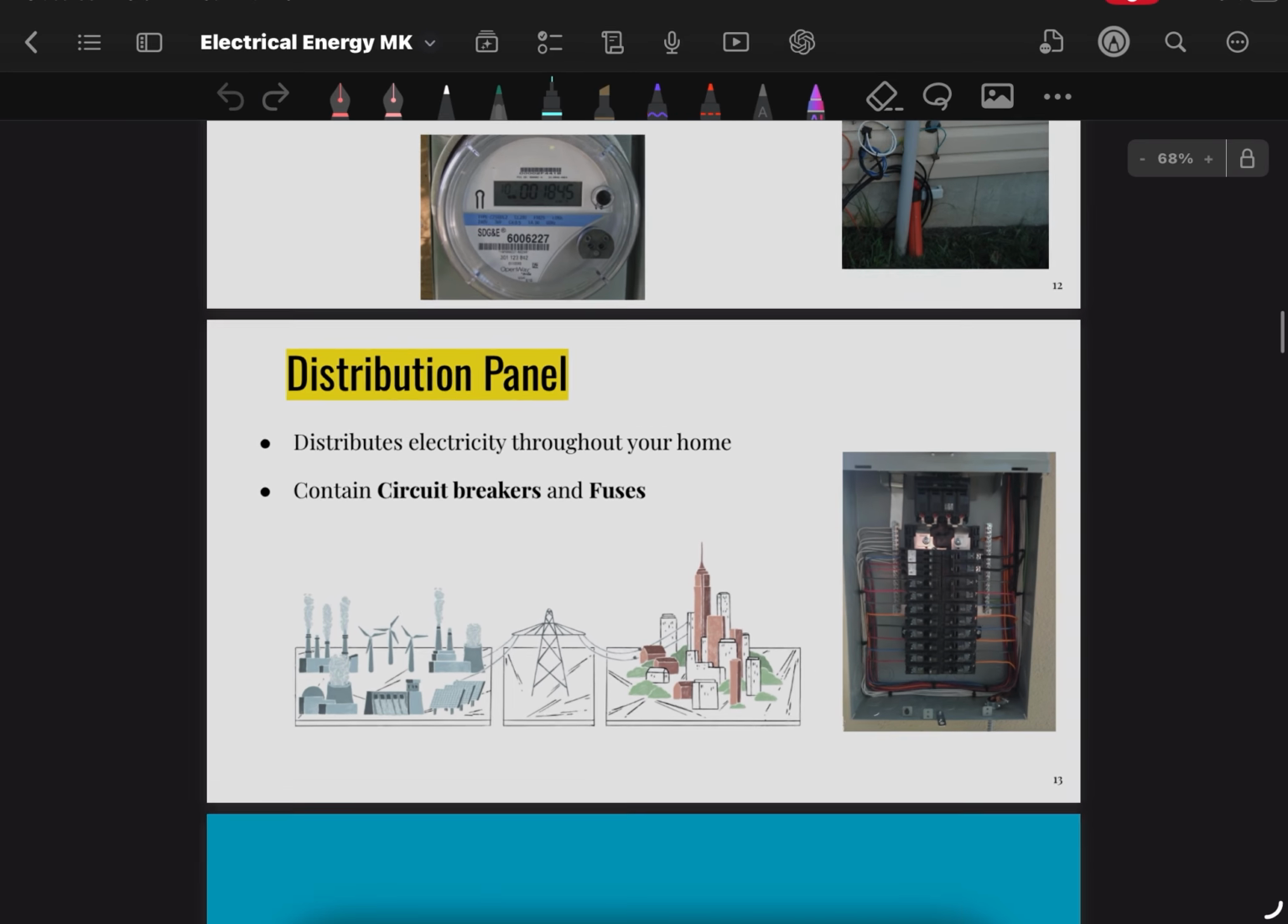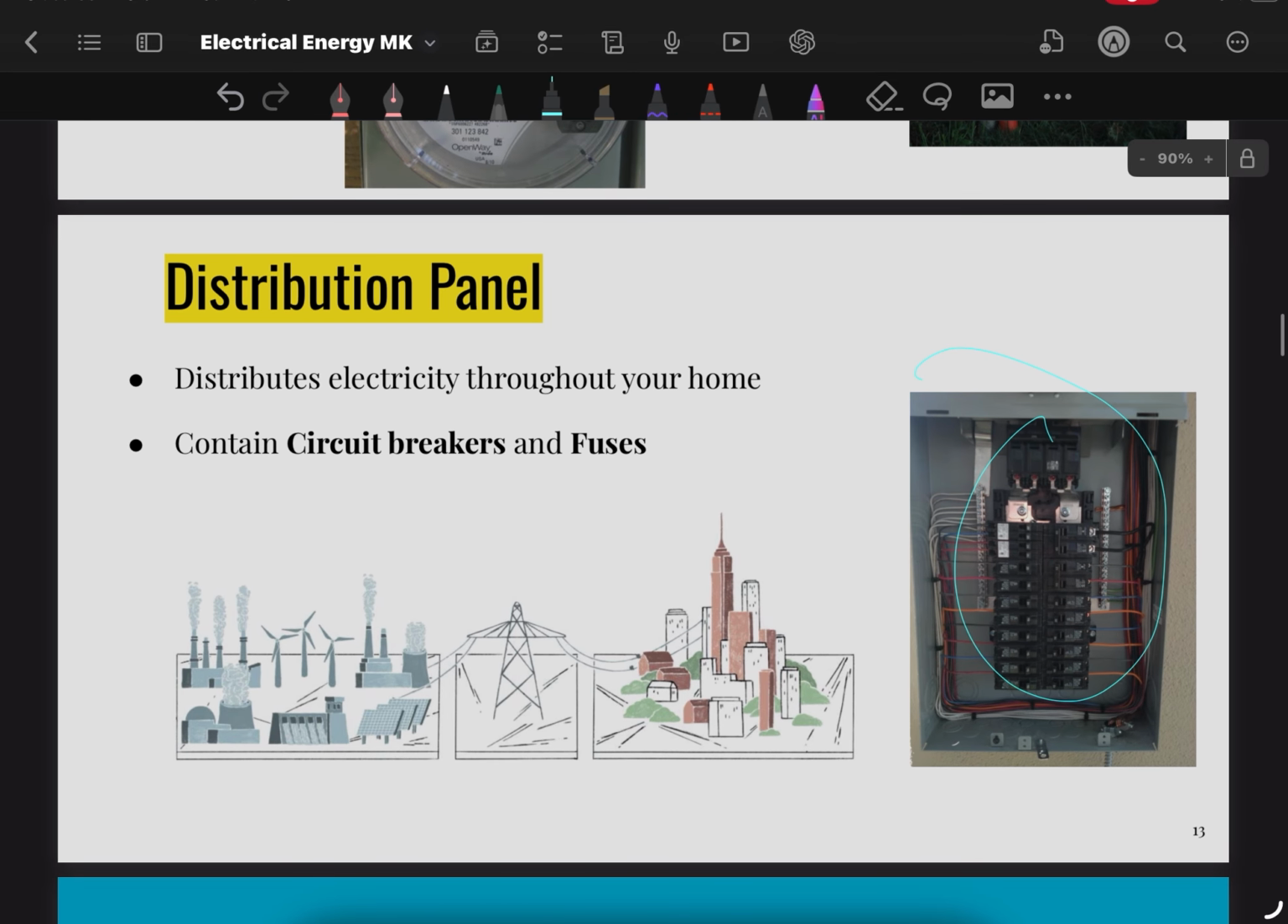Now here is a distribution panel. As I mentioned earlier, it distributes electricity throughout your home, and this contains circuit breakers and fuses. Now, what is a fuse, first of all? A fuse is an interesting topic, because if there's a lot of current or a lot of voltage going through it, the fuse will melt, which prevents the current from going through. So that's what this is basically. But the distribution panel or the circuit breaker is a safer and more effective way of stopping the current if there's a dangerous amount.